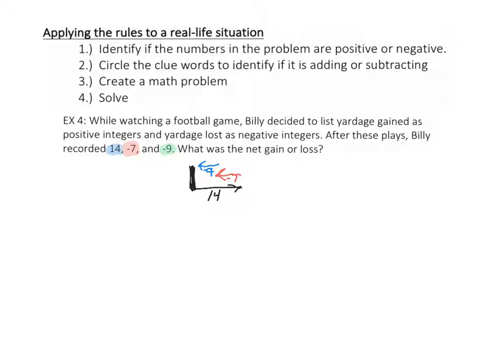Now I need to set up my math problem. So I have 14, -7. When I do that, I get 7 yards gained. But then I still have a -9. So when I do that, I have to flip it around so the bigger number's on top. So the negative is now on top, so our answer has to be negative. 9 minus 7 gives us 2. So the net gain or net loss in this situation is -2.